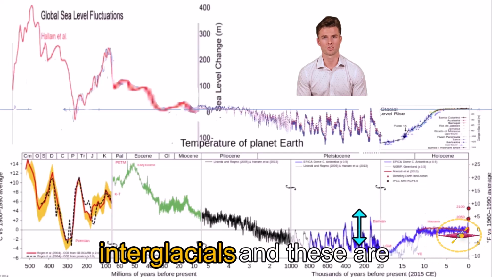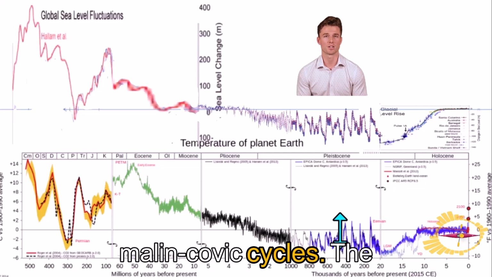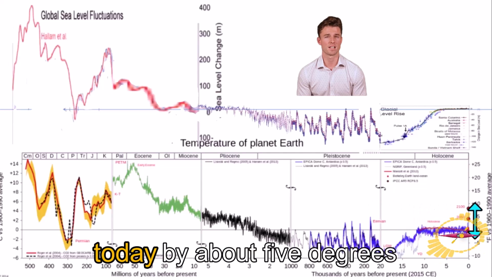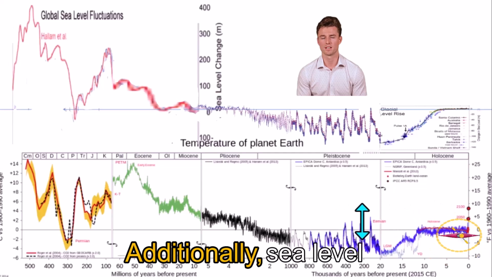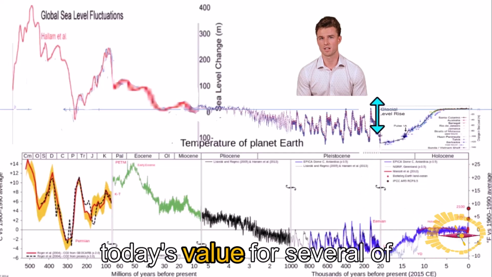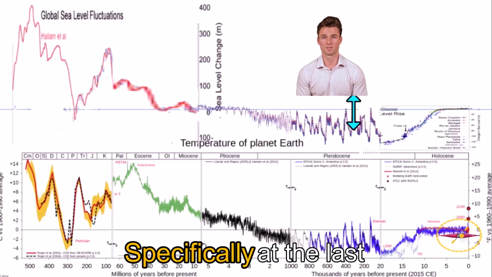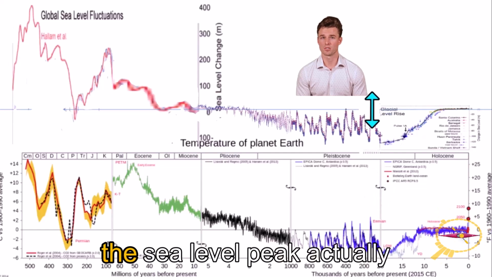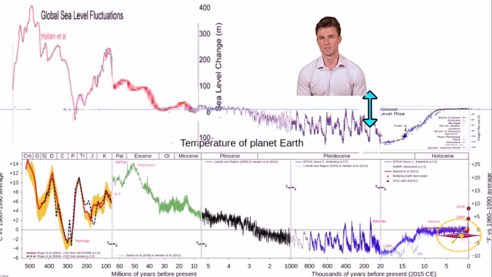The previous 4 interglacials, and these are running about 100,000 years apart, are due to Milankovitch cycles. The temperature at those interglacials was actually higher than it is today by about 5 degrees Fahrenheit, as you can see here. Additionally, sea level actually was higher than today's value for several of the preceding 100,000-year cycles. Specifically at the last interglacial, which happened about 125,000 years ago, the sea level peaked at about 8 meters higher than today's value. Now 8 meters is 26 feet.